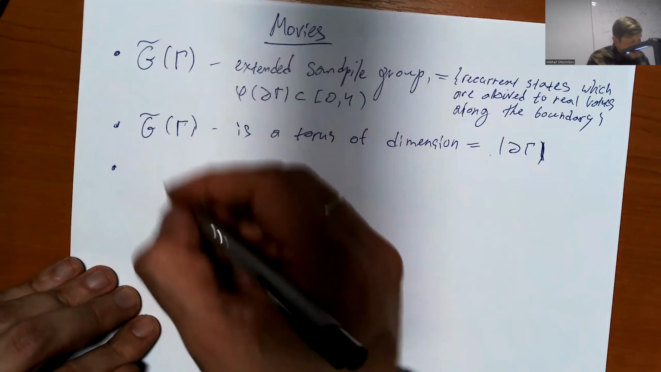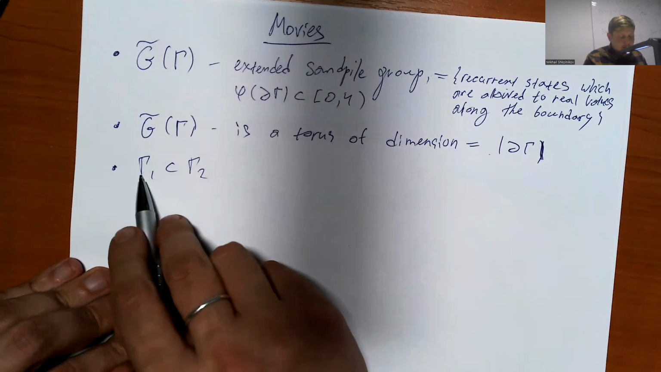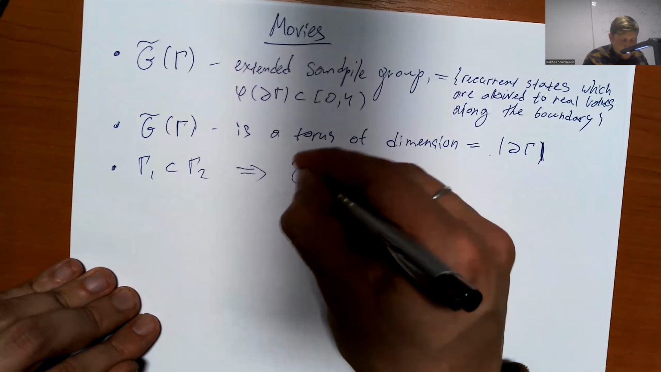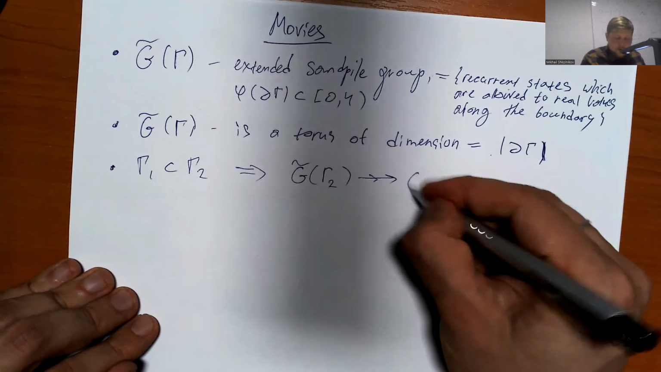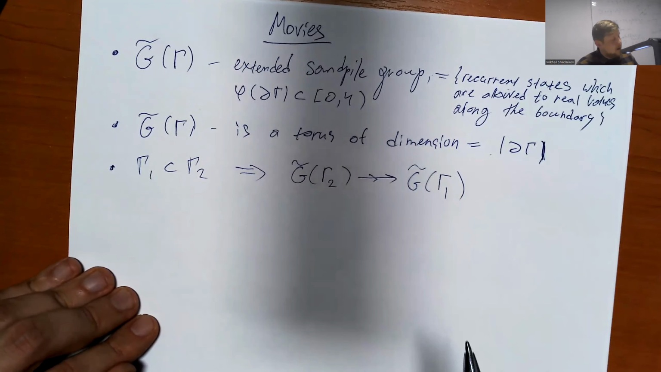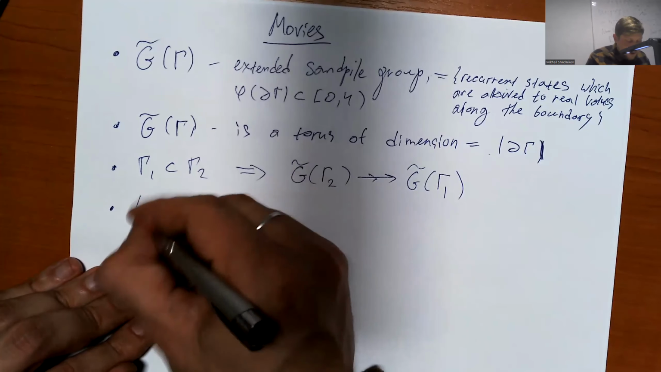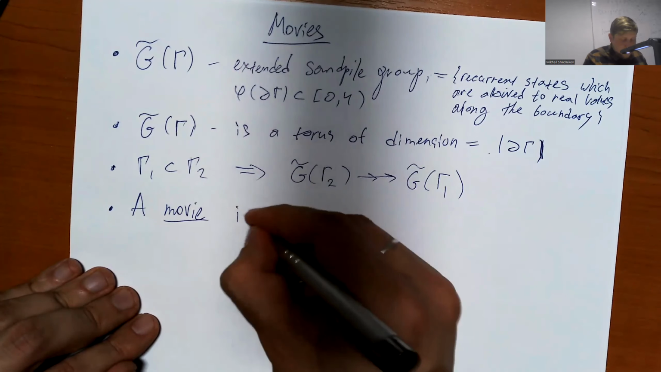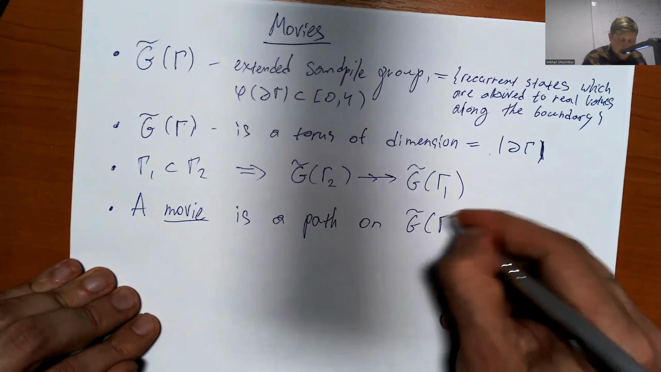This is not very surprising, but what was surprising, at least when we were discovering this, was the magic property, namely some kind of functoriality. So if you have two domains gamma 1 and gamma 2, then there is an epimorphism, a surjective homomorphism, from the bigger domain to the smaller domain. And this kind of thing you don't have at the level of the usual Sandpile group. And now the movie, a very general definition, is just a path on G tilde gamma.